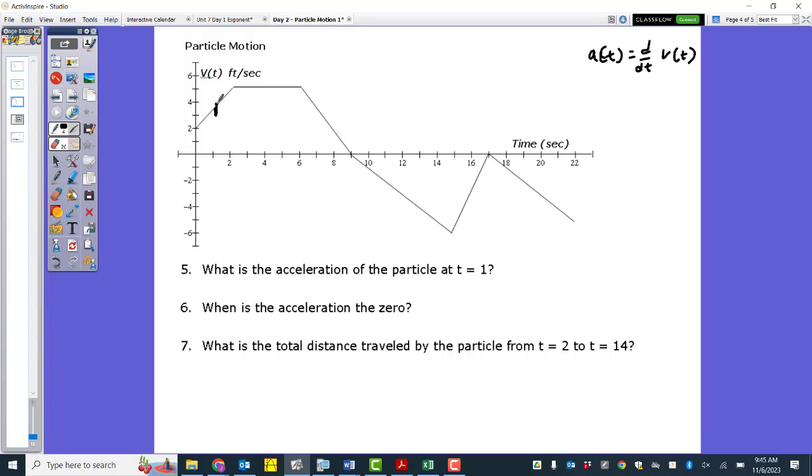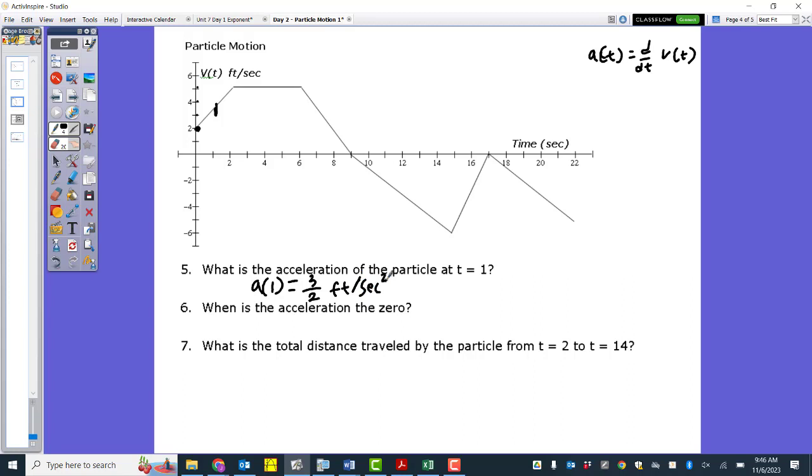And remember, derivative is just the slope. So we're saying the slope here. That's a rise of 1, 2, 3, run of 2. So a of 1 is equal to 3 over 2. And we need units. This says feet per second is our velocity, so the acceleration is going to be feet per second squared.